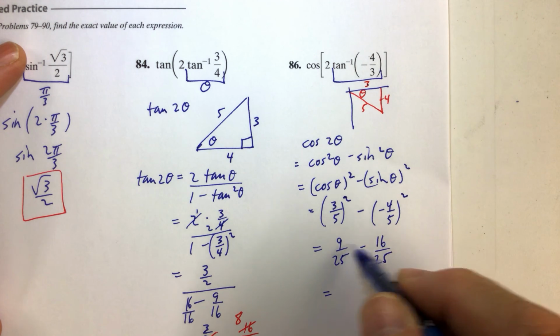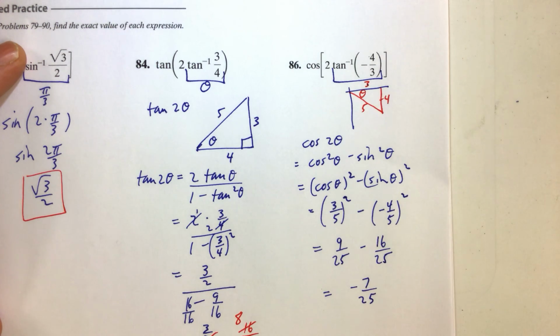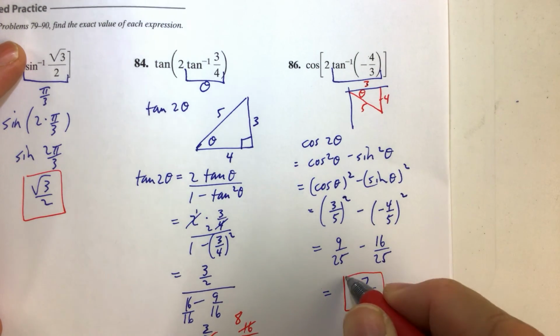And then we have 9 minus 16. Well, that's negative 7. So the answer is negative 7 over 25. And there you have it.